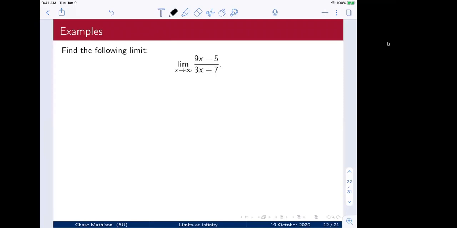Okay, so this example, if we just look at the limit as x approaches infinity of the top and the bottom, oops.